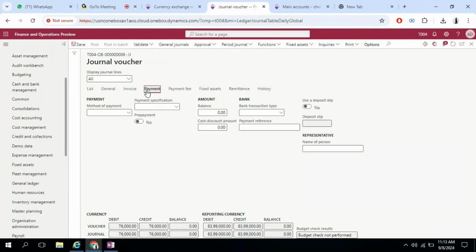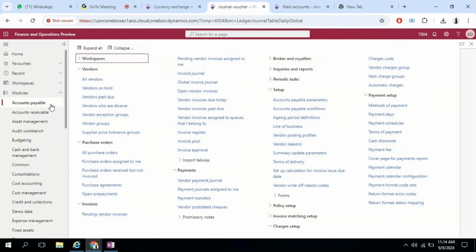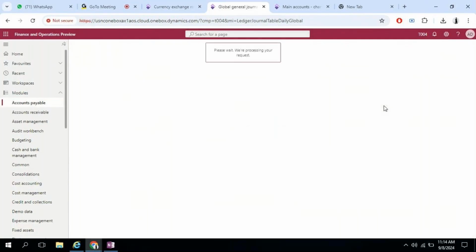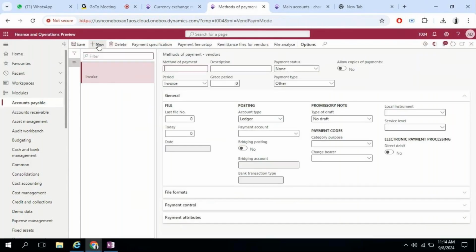Let's say, for example, I want to use the method of payment in this particular case because the transaction is coming from a different country. So in that case, you can go to the Accounts payable module and go to the method of payment. Inside the method of payment, you will click on the New button. There are a few methods of payment defined by the system. This is the payment type.